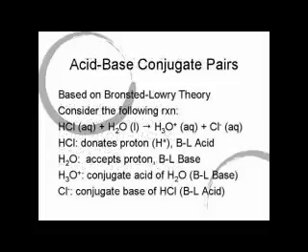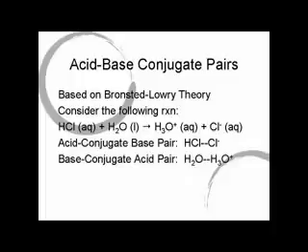As we identify Bronsted-Lowry acid-base conjugate pairs, we look at our reaction. HCl plus H2O yields H3O plus Cl minus. HCl donates a proton so it's the Bronsted-Lowry acid. H2O accepts the proton, it's the Bronsted-Lowry base. H3O plus is the conjugate acid of H2O, which is the Bronsted-Lowry base, and Cl minus is the conjugate base of HCl, the Bronsted-Lowry acid.